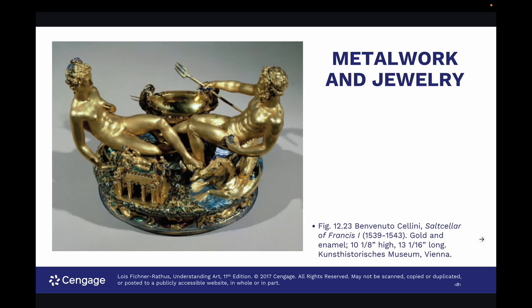This is an example of a functional object. It's a salt cellar, meaning it was designed to hold salt for the table, so someone could use it to scoop salt out for their food. And this is a gold object that would have been cast using similar processes to the lost wax casting process that we saw earlier. And then it has enamel on it as well, so that's colored glass that's been melted onto the surface to give it some color.